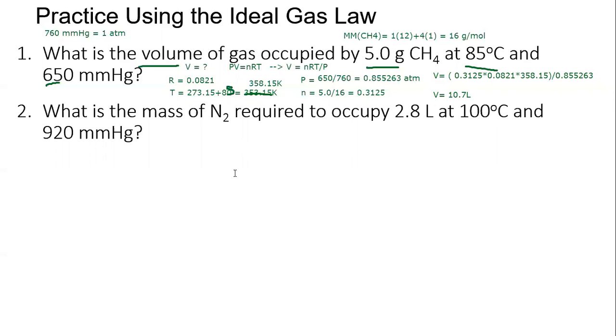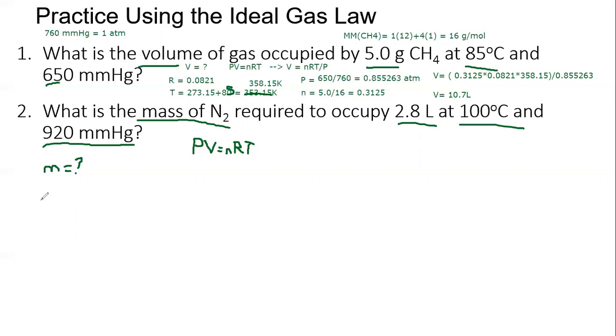Now we look at example 2. In example 2, we want to know what mass of nitrogen gas is required to occupy 2.8 liters at 100 degrees Celsius and 920 millimeters of mercury. So what we're looking for here is mass. But if we look at our ideal gas equation, we have PV equals nRT. So mass is not found in the PV equals nRT equation.